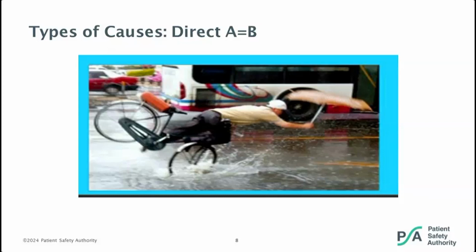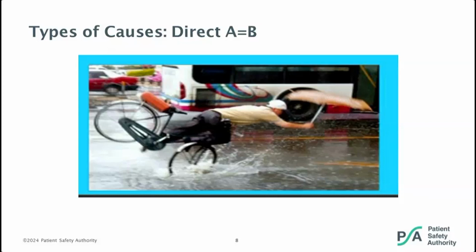I will be providing some examples in various scenarios for you. A car accident. The direct cause of a car accident could be a driver running a red light, resulting in a collision with another vehicle. In this case, the action of running the light directly led to the accident.